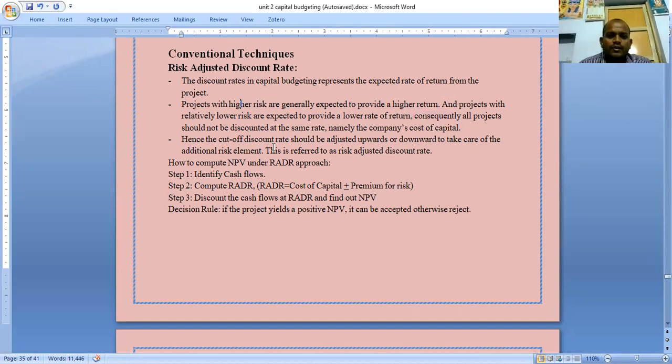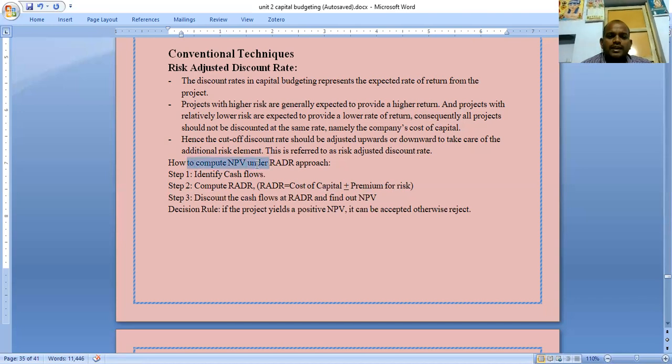Likewise, what this technique is suggesting, whatever the risk free rate, just consider those as risk free and take care of the additional risk element. In the sense, mention the risk premium rate. So whatever the risk element is involved, mention it. Likewise, this technique is suggesting.